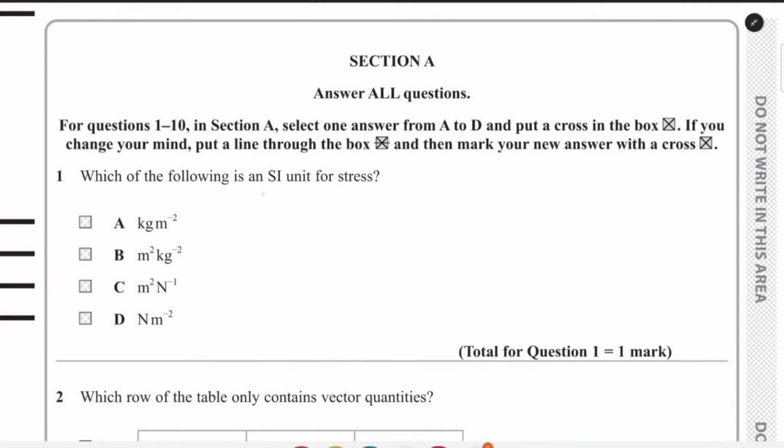Question 1, we need the SI unit of stress. Stress is force per unit area. So Newton per meter square. So this is the answer.